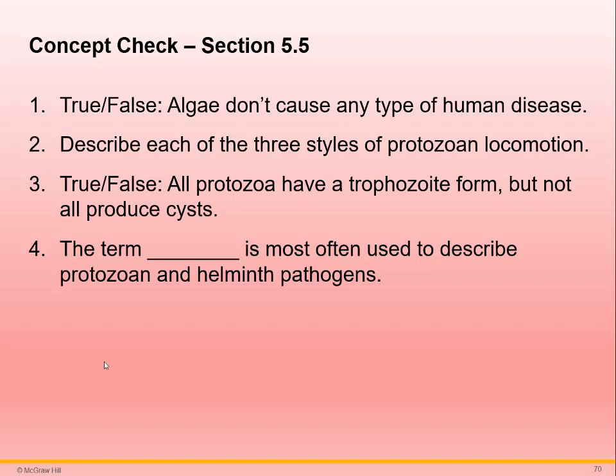The term blank is often used to describe protozoan and helminth pathogens. So the word parasite. When you study parasitology, you are looking at protozoans and helminths. So they have a win-lose situation. The host is losing and the parasite wins in that relationship. And that is the end of section 5.